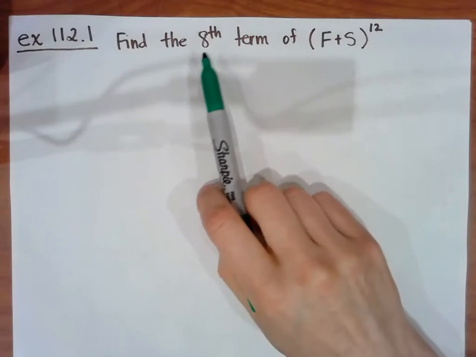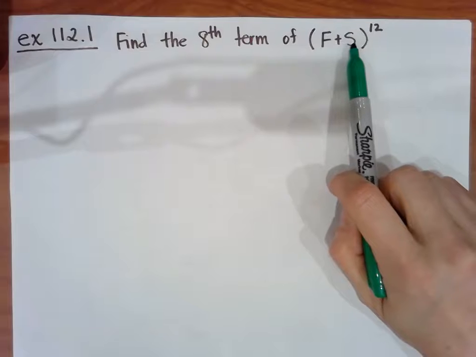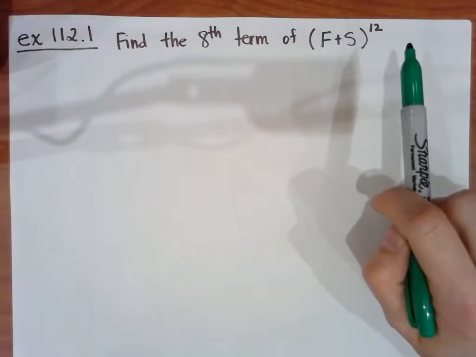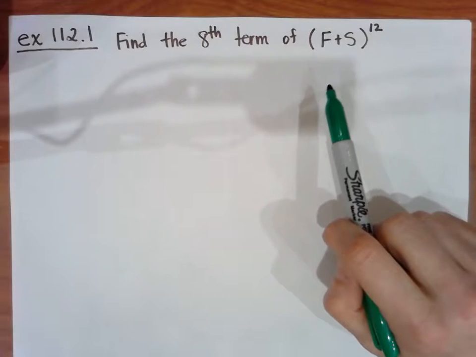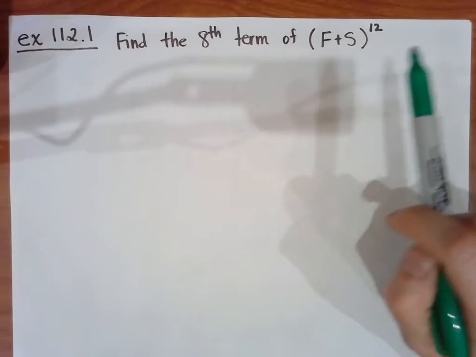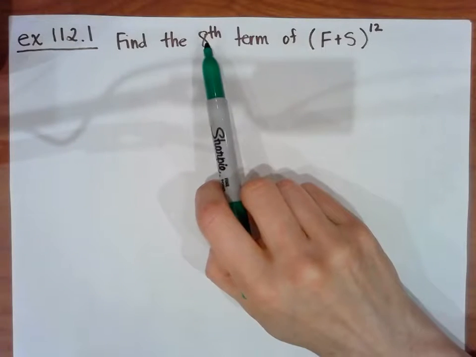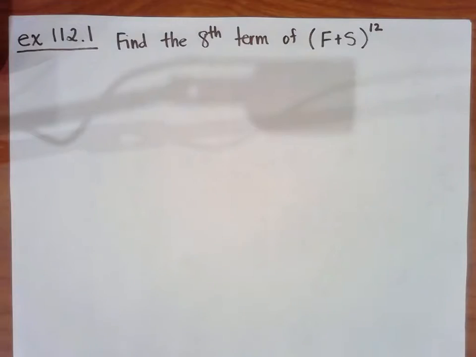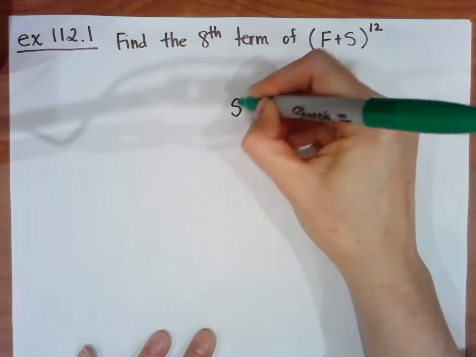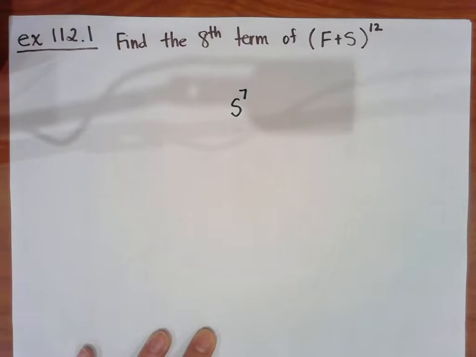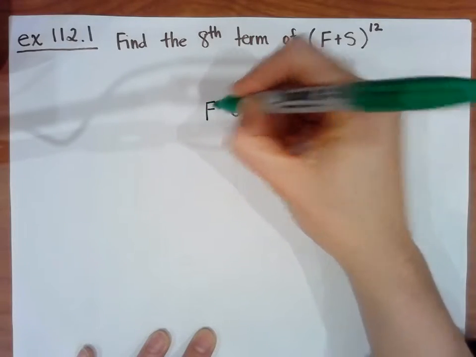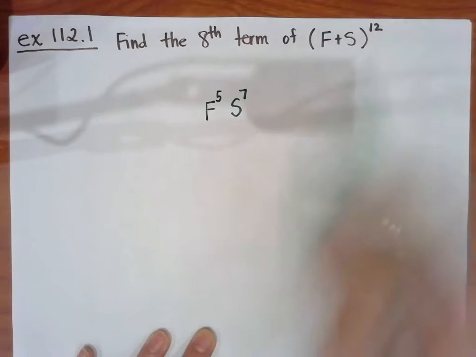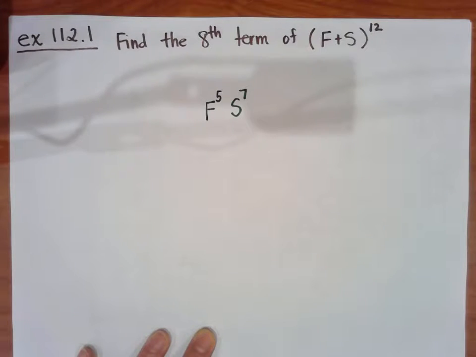Imagine the first term would have s to the 0th power. The second term would have an s to the first power. The third term would have an s squared, and so on and so forth. So if we get to the 8th term, we're only going to have an exponent of 7 on the s. So we're going to have an s to the 7th, and so of course we're going to have an f to the 5th, because 7 plus 5 equals 12. Just make sure they add up to 12.